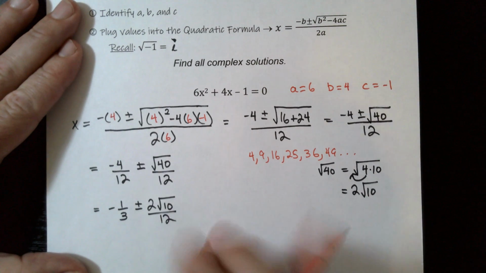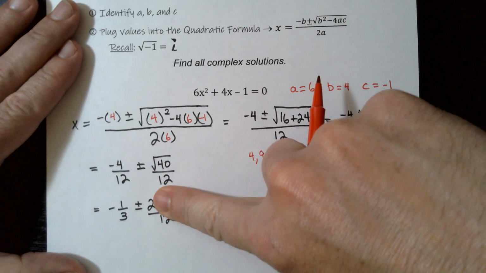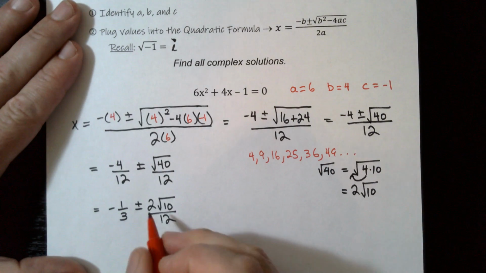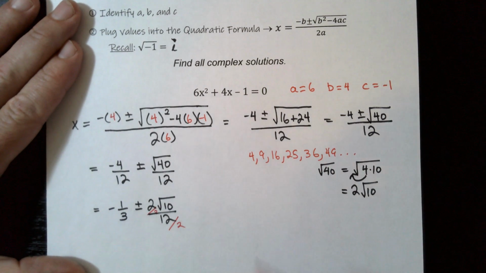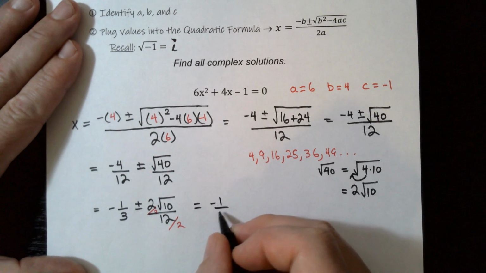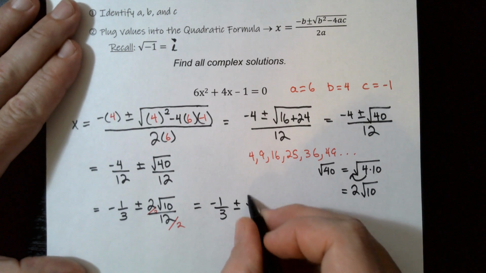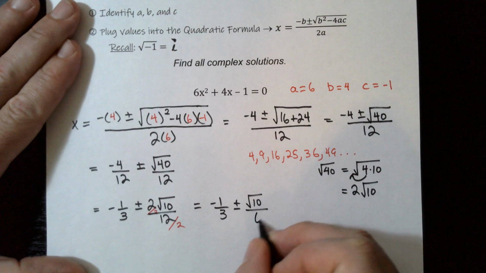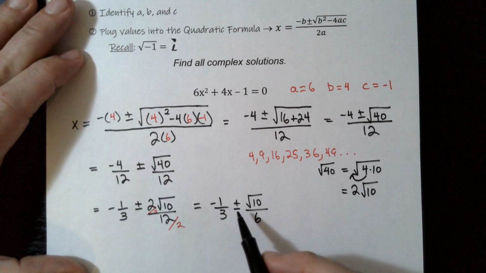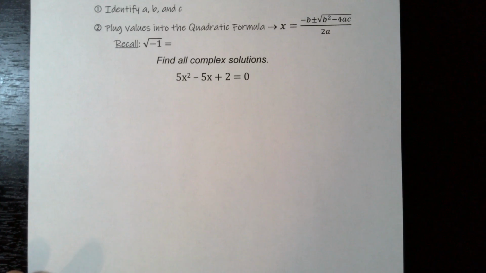So we've got the 10 inside, since it's underneath the square root, don't mess with that. It stays, it's done. But look at the 2 and the 12 and see, is there anything that goes into both of those? A 2 does, so let's reduce that fraction by dividing by 2. And our final answer will be -1 over 3 plus or minus. The 2 goes away here, so it's just square root of 10 on top, and on bottom we have a 6. So there you go. And if you need to write it separately, just do one with a plus sign and one with a minus sign. Okay, let's do another one.